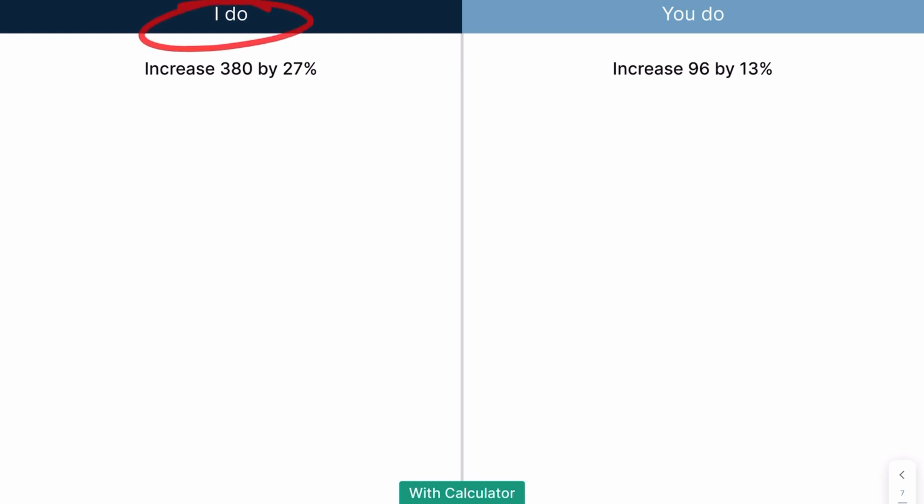So the way my videos work, I'm going to do the example on the left, which is I do. You are then going to press pause and I'm going to go at the example on the right, which is you do. So here we've been asked to increase 380 by 27%. So the first thing we need to do is find 27% of 380.